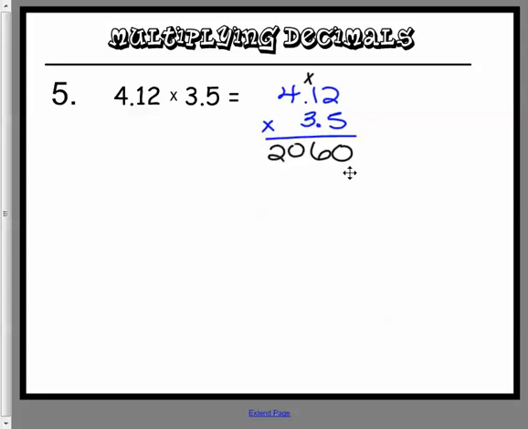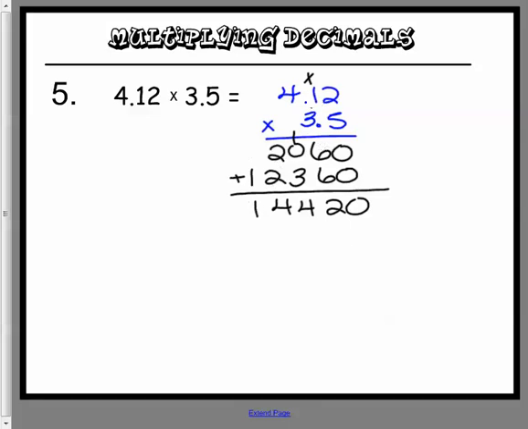Now we need to hold the place value for the next number. 3 times 2 is 6. 3 times 1 is 3. 3 times 4 is 12. Let's add these together. 0 and 0 make 0. 6 and 6 make 12, so carry my 1 over here to the next column. 1 and 3 make 4. 2 and 2 make 4, and 1 makes 1.